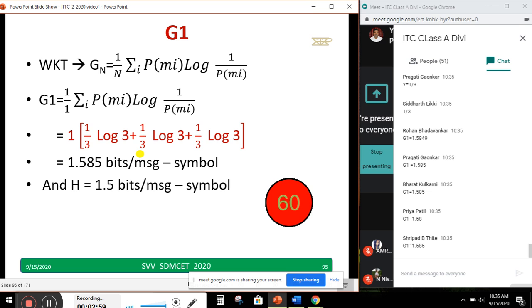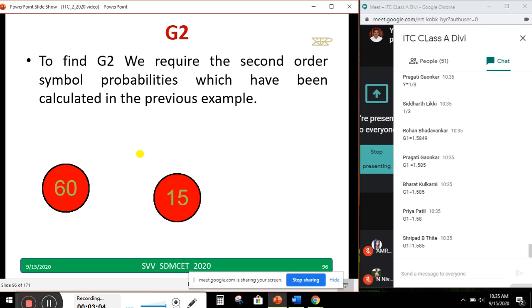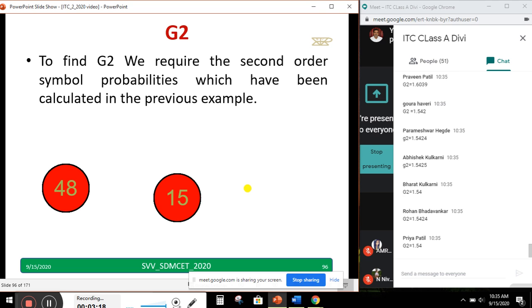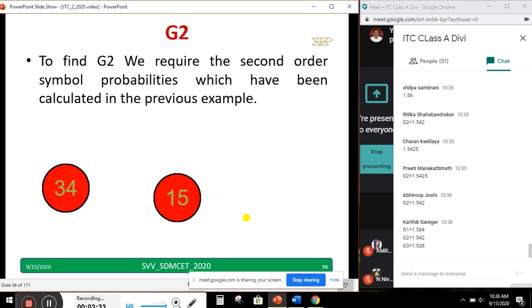So now, similarly I have to go for G2. When I go to G2, I have to consider a second order symbol, XX, XY like that. Anybody who has done the second order probabilities, you can type them, or if you have already done G2, you can type it. G2, very good. Abhay, 1.5, Pragati, many have done G2, 1.5 for Abhay, Abhishek, Rohan, Jaysurya. I think all are getting 1.5 only. Simran, Spurti, Adnya, Charan, Ritika, Preeti, 1.54 everybody is getting.